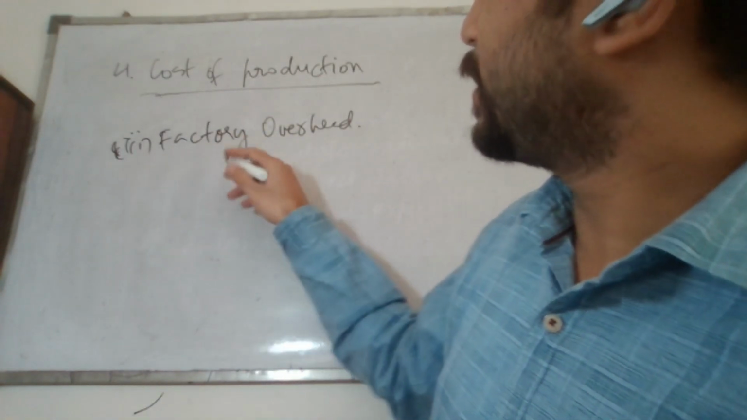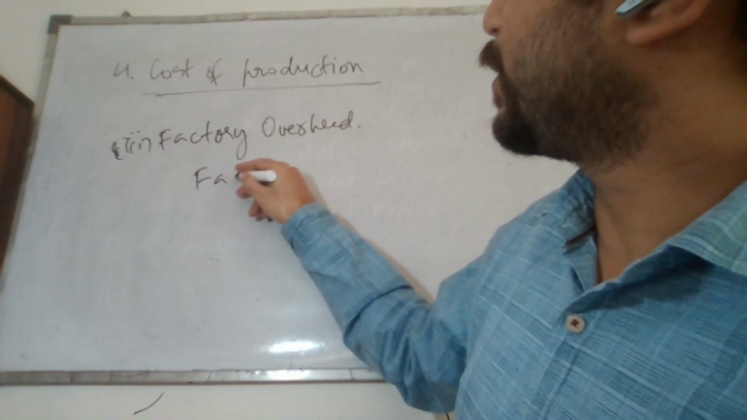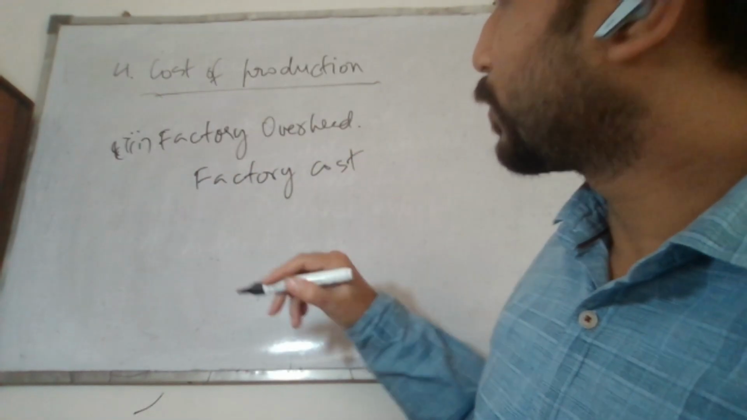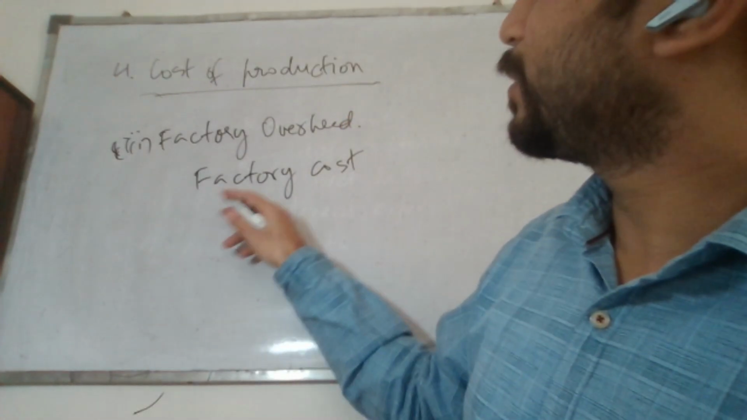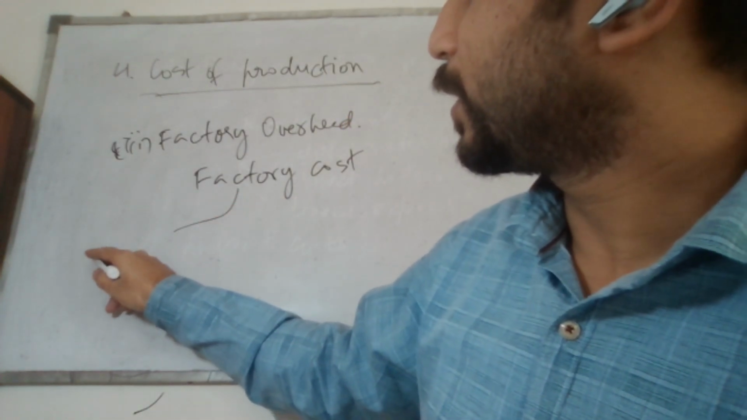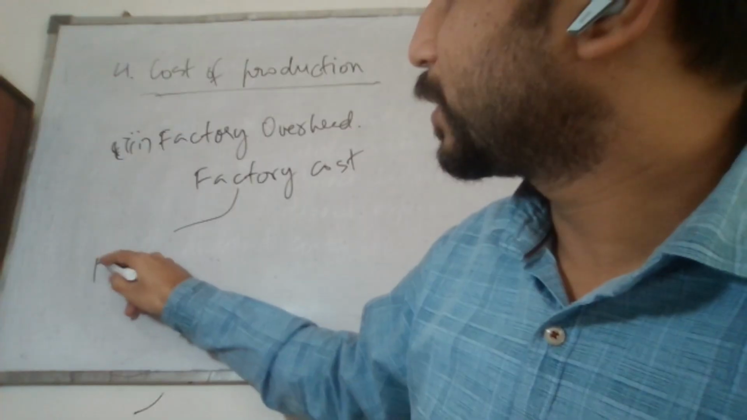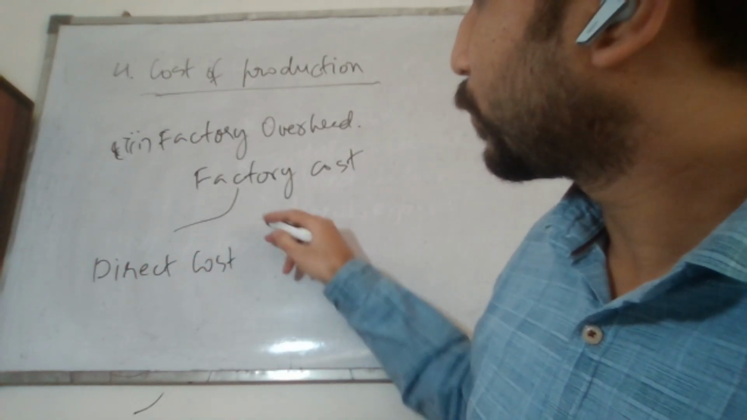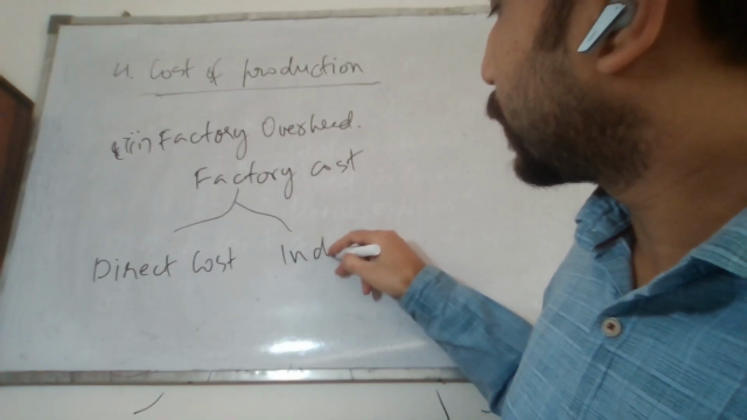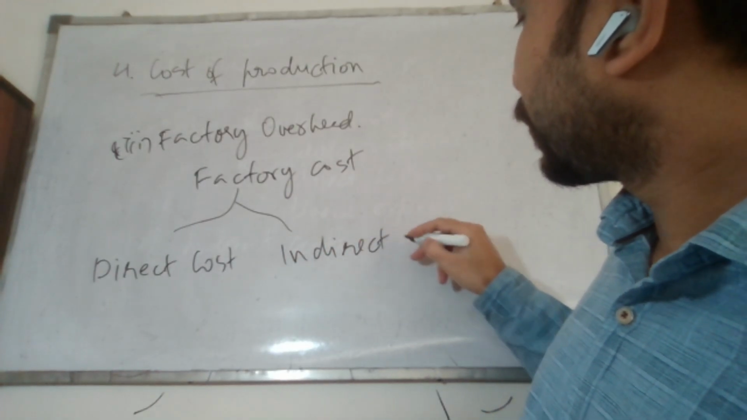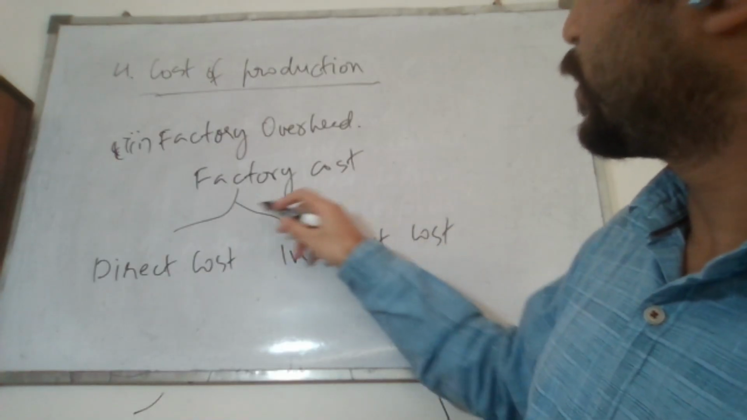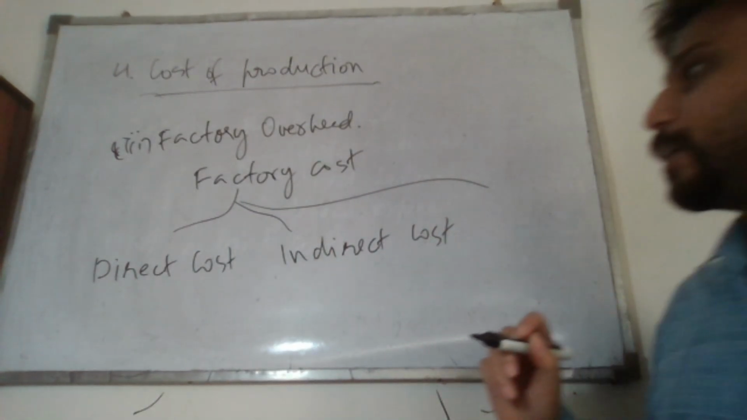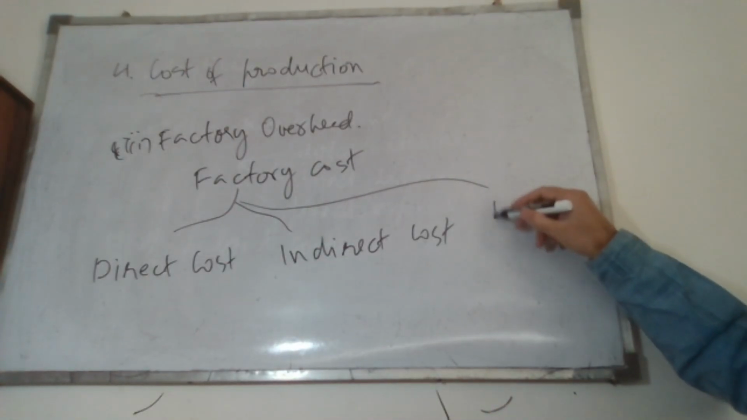So this basically becomes the factory cost, right? This factory cost is comprised of direct cost, indirect cost, and whatever miscellaneous things there may be.